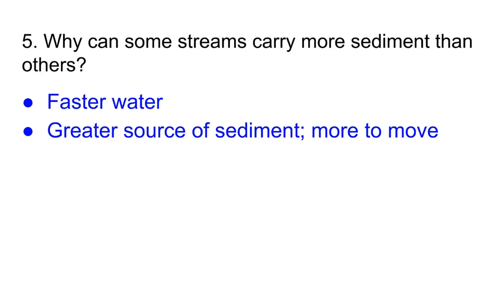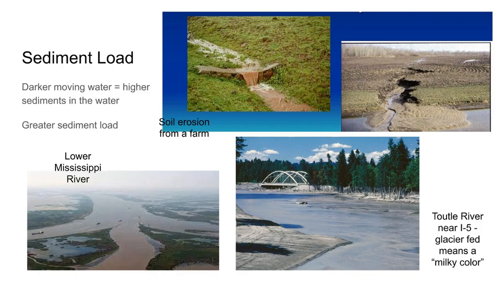And some streams just carry more sediment than others. There's a couple reasons. One is that those waters or streams are faster, so they can carry more particles farther downstream. And another reason is that the stream or river actually has a greater source of those sediments, those particles. So even though it might be a slower moving body of water, there's just tons of sediment, a huge sediment load.